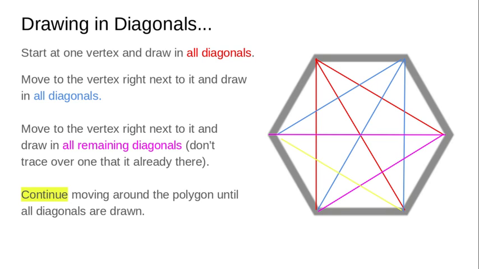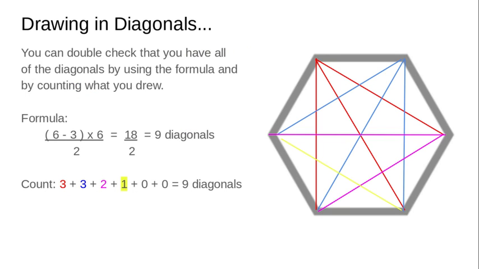You want to go all the way around your shape, making sure you're taking into account every one of the vertices. You can double check that by using both the formula and counting. So the formula, this is a hexagon, so 6 minus 3 is 3. 3 times 6 is 18. 18 divided by 2 is 9, so there should be 9 diagonals.